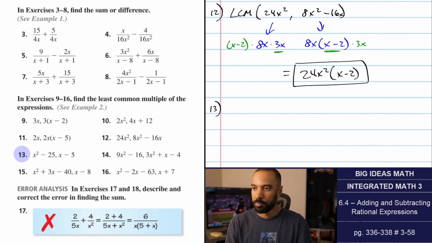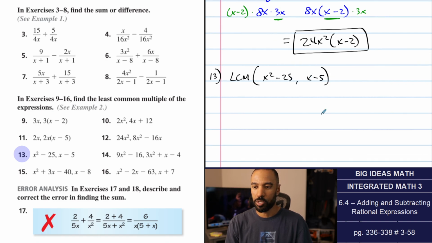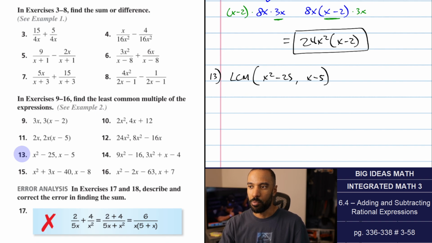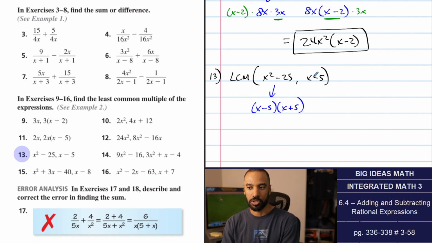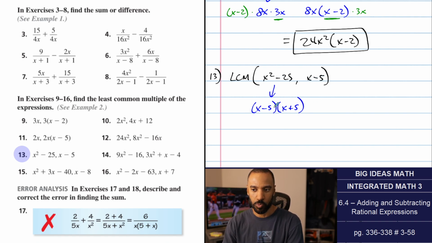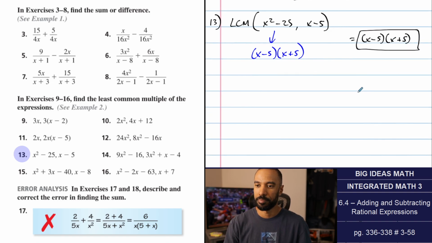So number 13, we need the least common multiple of this difference of two squares and this linear binomial. You can probably see where this is going. I can see what's happening. This is x minus 5 times x plus 5. So that's the answer. This one is missing the x plus 5. This one's got the x minus 5 that this has got. So the answer is x minus 5 times x plus 5. That is the least common multiple of both of those. And they don't have a clue.